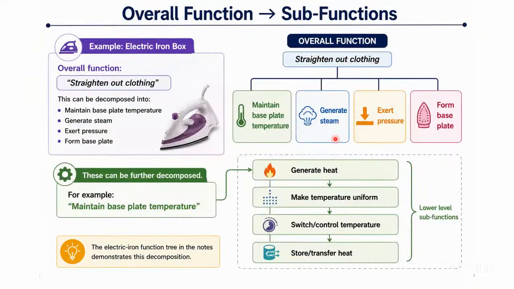So here I've taken the same electric iron box example. What is the overall function? Straighten out the clothing. This can be decomposed into four different subfunctions, that is maintain the base plate temperature, generate steam, exert pressure, then form the base plate. So these are the subfunctions.